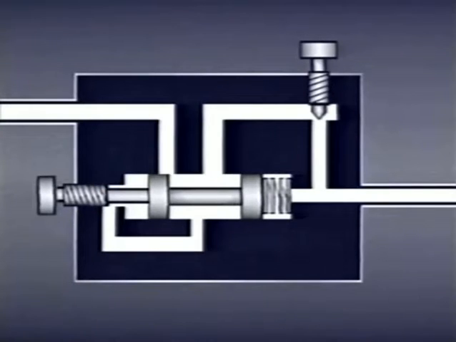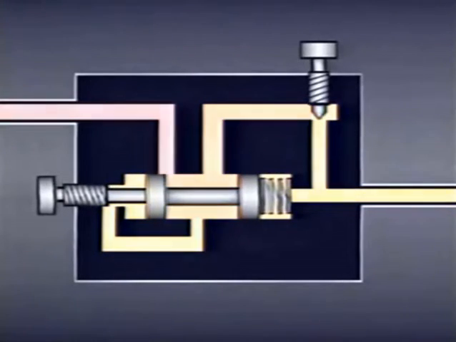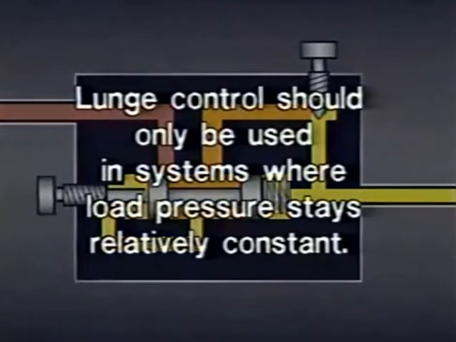Adjustments of the lunge control are made during normal operation by turning the screw in until it makes contact with the end of the spool, then backing it off slightly. When this is done, the spool remains closer to the position it will occupy during normal operation, so the rise in pressure before compensation occurs is smaller. However, because lunge controls limit the pressure compensation which the valve can produce, lunge control should be used only where load pressure remains relatively constant.